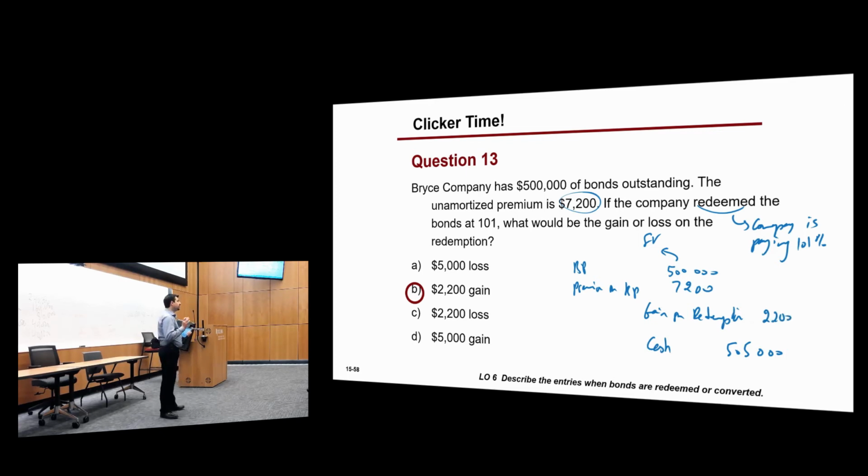Do you understand why it's a gain and not a loss? This is what the company is actually paying. The company is actually paying less than the carrying value. So basically, the company made a gain of 2,200. If the company paid more, so instead of 101, it was 102, it would have been 510,000. That would have been a loss, because the company is paying more than its value according to their books.